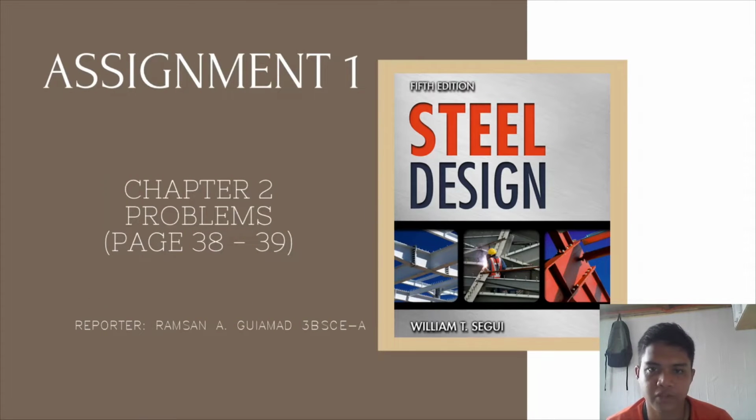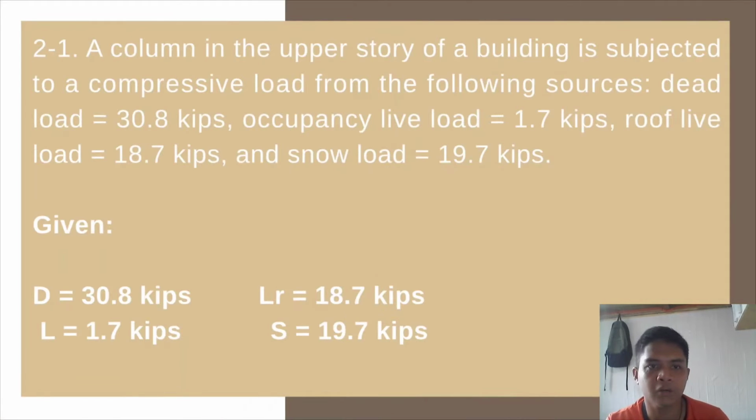So my task for today is to discuss how I get my answers in assignment 1 under the book of Segui, Steel Design 5th edition, chapter 2 problems. First question: a column in the upper story of a building is subjected to a compressive load from the following sources. Dead load, 30.8 kips, occupancy live load, 1.7 kips, roof live load, 18.7 kips, and snow load, 19.7 kips.